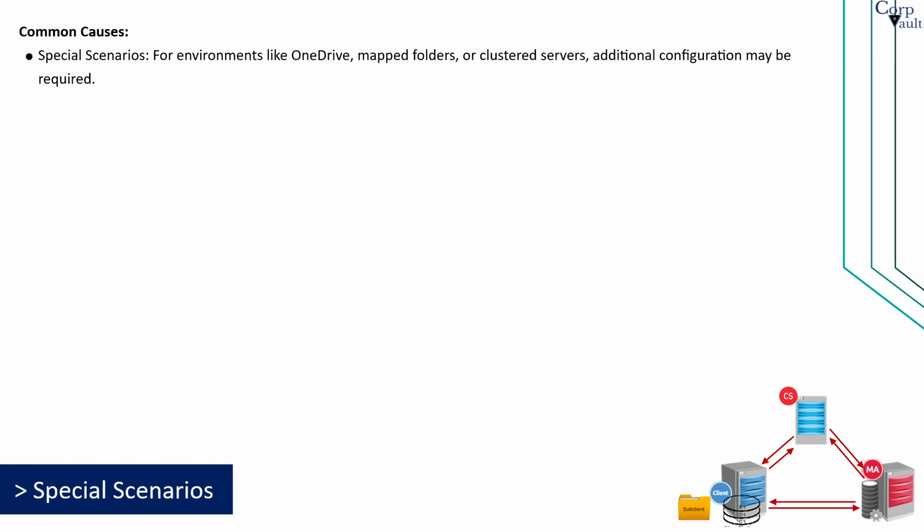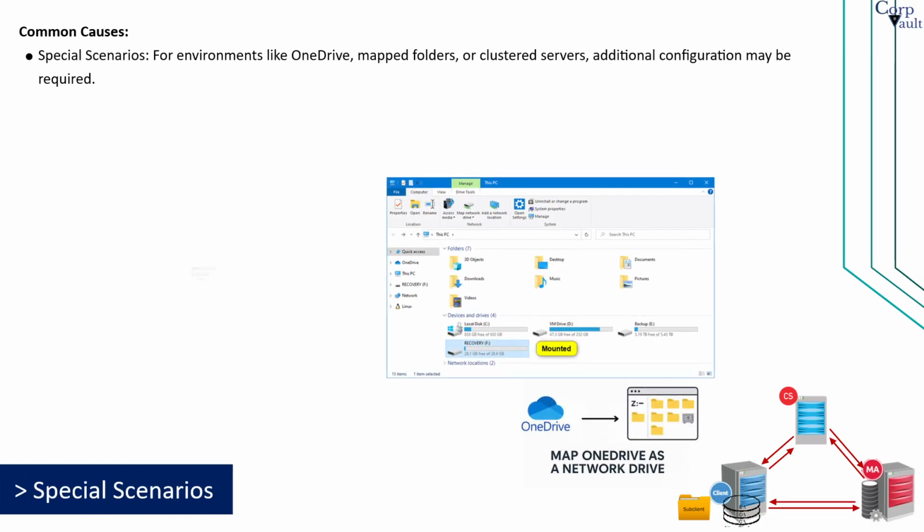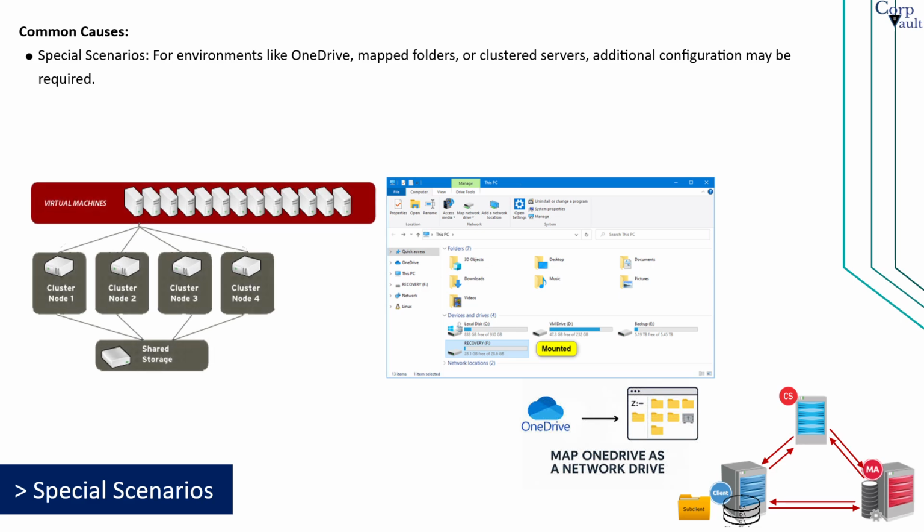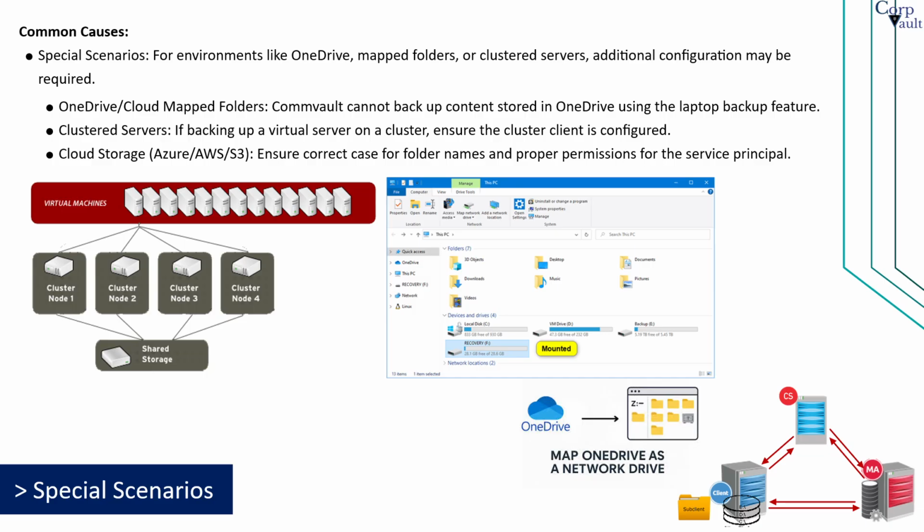Special scenarios. For environments like OneDrive, mapped folders, or clustered servers, additional configuration may be required. OneDrive or cloud-mapped folders: Commvault cannot back up content stored in OneDrive using the laptop backup feature. Use the OneDrive agent or unmap folders from OneDrive. Clustered servers: if backing up a virtual server on a cluster, ensure the cluster client is configured. Cloud storage, Azure or AWS S3: ensure correct case for folder names and proper permissions for the service principal.